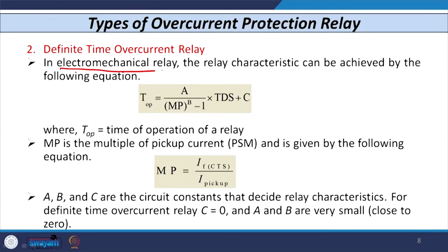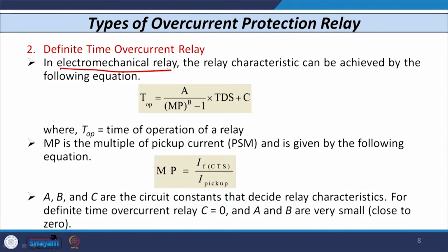Now, let us consider how to obtain or find out the time of operation of this definite time overcurrent relay. If I consider the electromechanical relay, then the relay characteristic can be achieved by the equation as shown. On the left-hand side you have TOP, which is known as the time of operation of the relay in seconds, and on the right-hand side we have A divided by MP raised to n minus 1, into TDS, plus C. Here, MP is nothing but the multiple of pickup current.